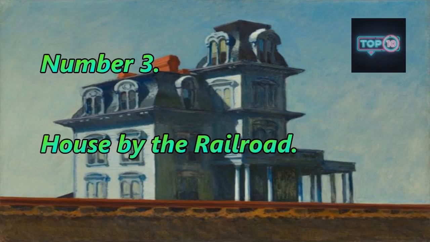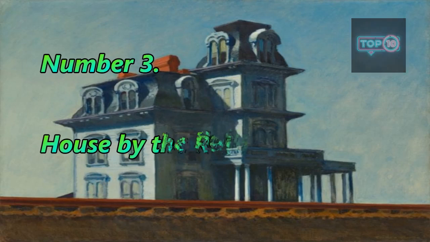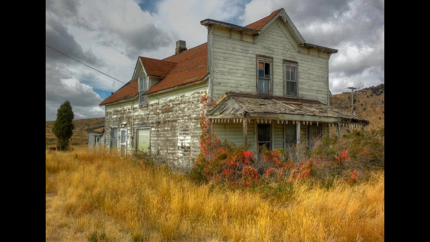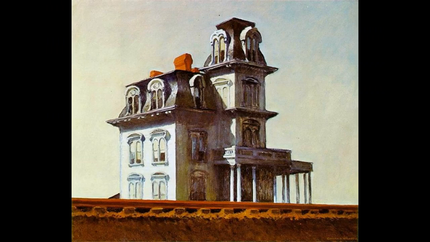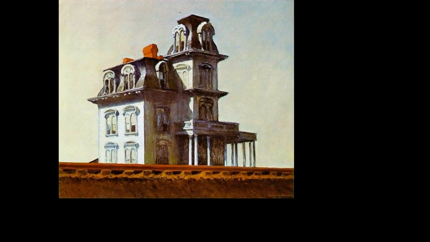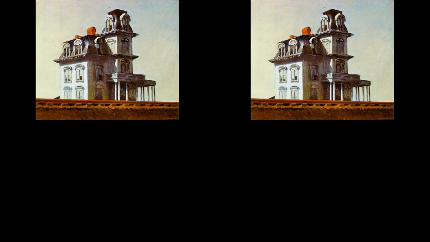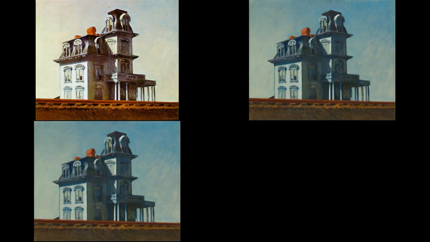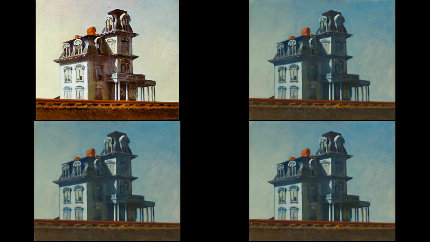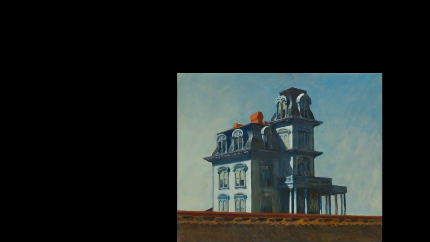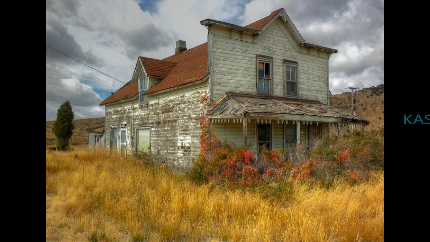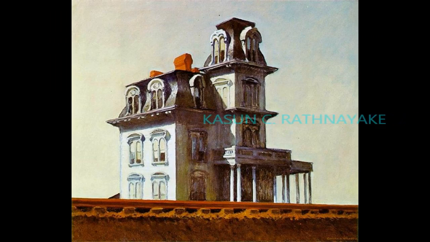Number 3. House by the Railroad. Known to millions, Norman Bates' Victorian house, standing solitary on the hill above his isolated motel, is perhaps one of the most remarkable pieces of the setting for Alfred Hitchcock's horrifying 1960 masterpiece Psycho. Far fewer are aware that the inspiration for this house of horrors is the 1925 painting House by the Railroad, by the celebrated Edward Hopper.